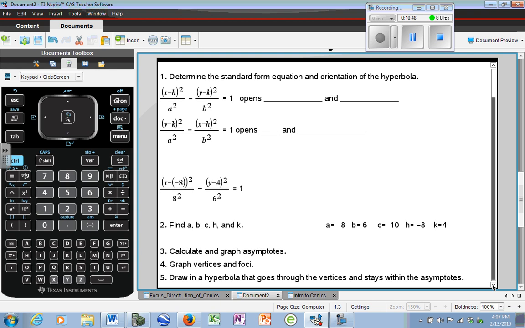From this you can calculate the asymptotes. From this you can graph the vertices and the foci. And then you can draw that hyperbola that goes through the vertices and stays within the asymptotes. No problem. And remember, you can always come over here.